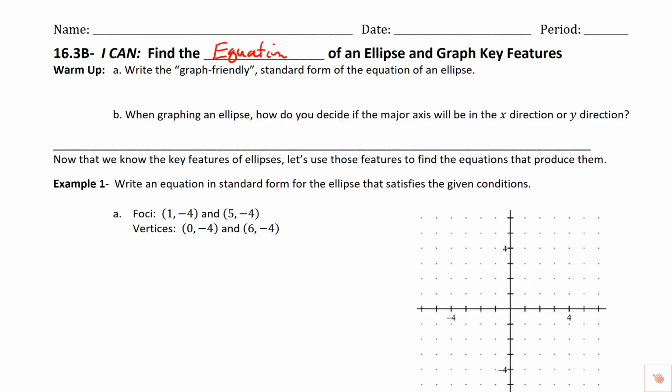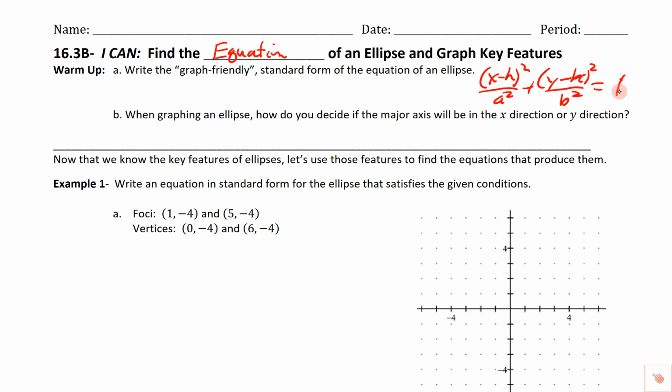Okay, there we go. So on 16.3b, would you write the equation here? Because like I said earlier, we're going to try and take features of an ellipse and then write the equation that it comes from. Sai said this one earlier, so I'm just going to write it, make sure everybody's got this. So it's going to be (x minus h) quantity squared over a squared plus (y minus k) quantity squared over b squared, and that equals 1 if we write it in the graph-friendly form.